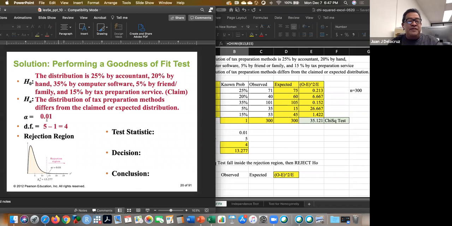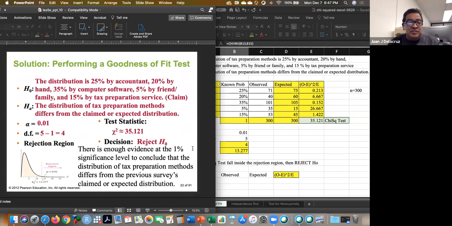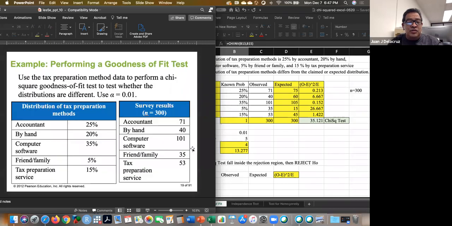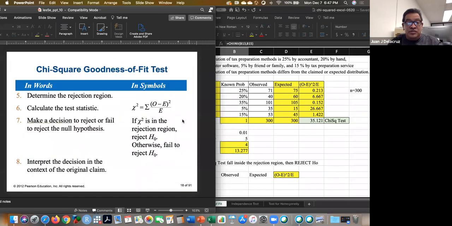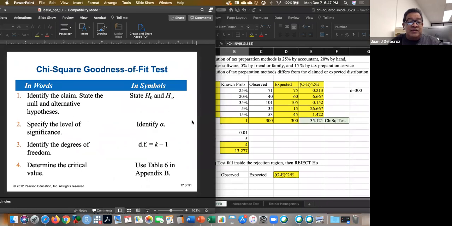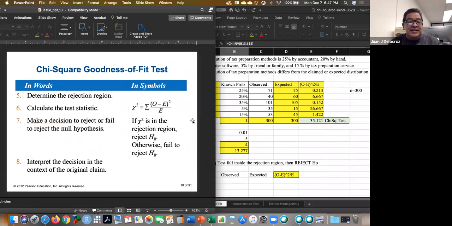We have 5 categories, so degrees of freedom are going to be 4. If we use the chi-square tables, we are going to find these values. Something that I didn't mention, or probably I skipped it, is that this is only a right tail test.